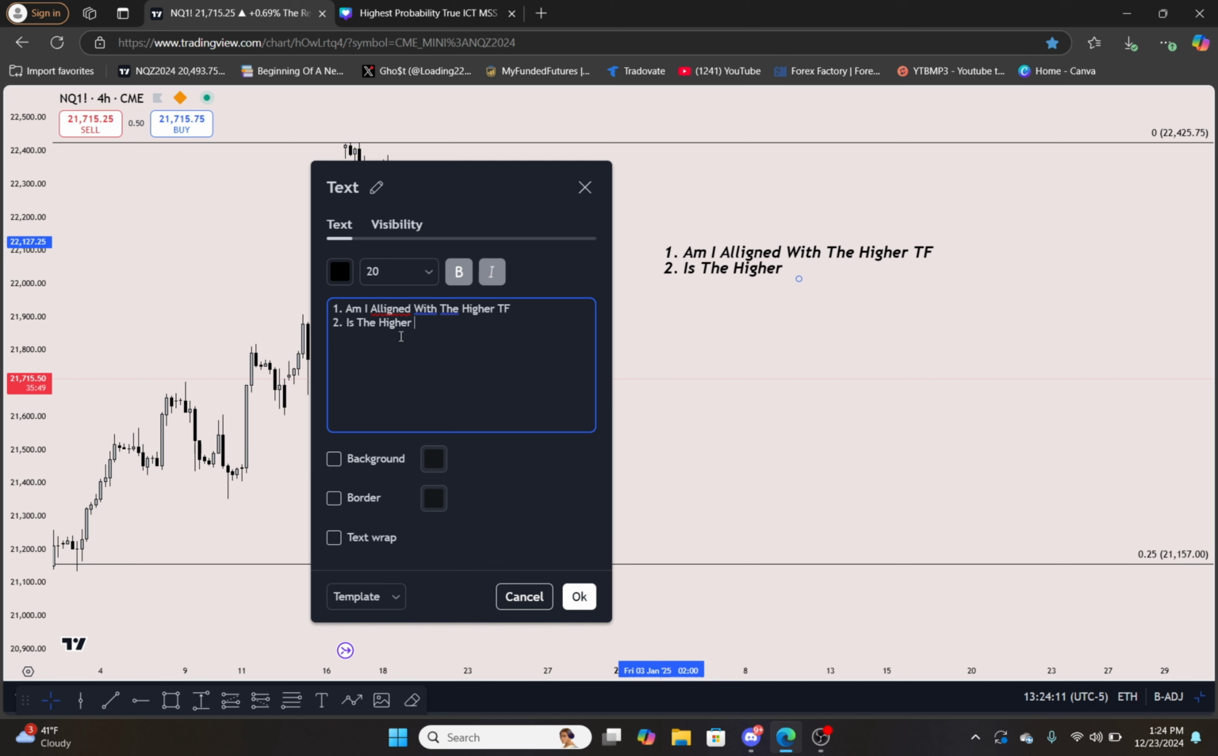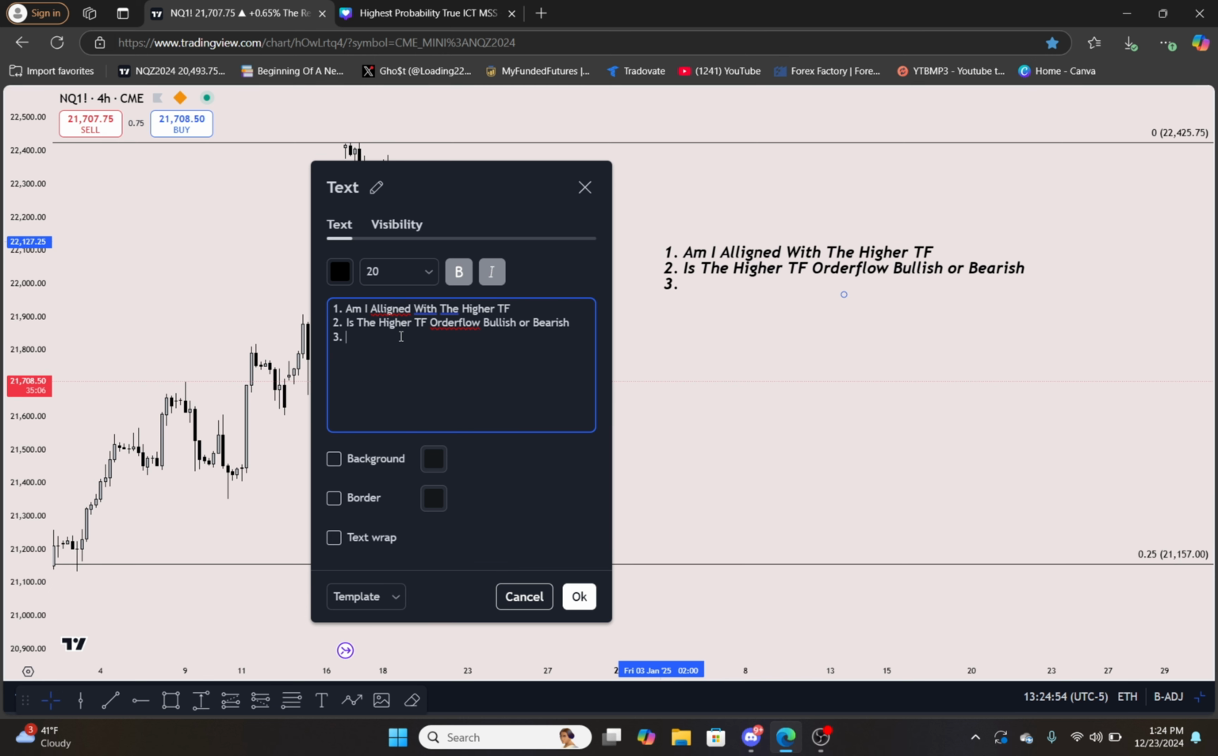Two: is the higher time frame order flow bullish or bearish? This is another thing we ask ourselves. Are we trading into a 4 hour fair value gap? Are we trading into a 1 hour fair value gap? Are we already inside of a fair value gap? And are we looking for price to expand lower, depending on if the fair value gap's holding? All of these things deal with, are you aligned with the higher time frame?